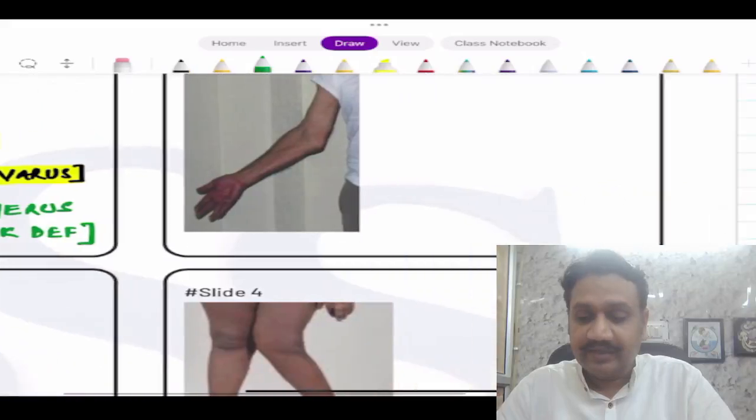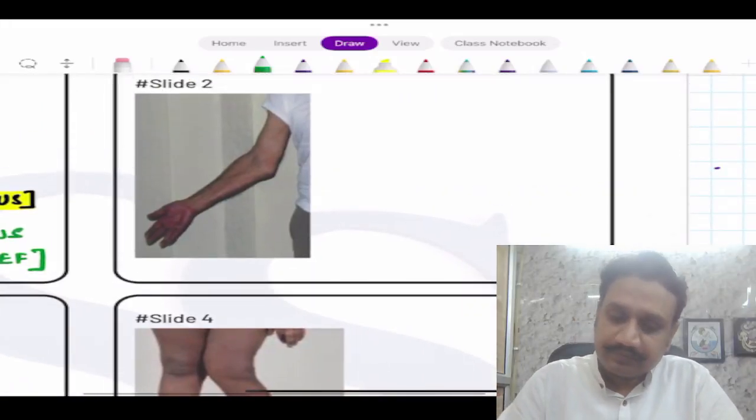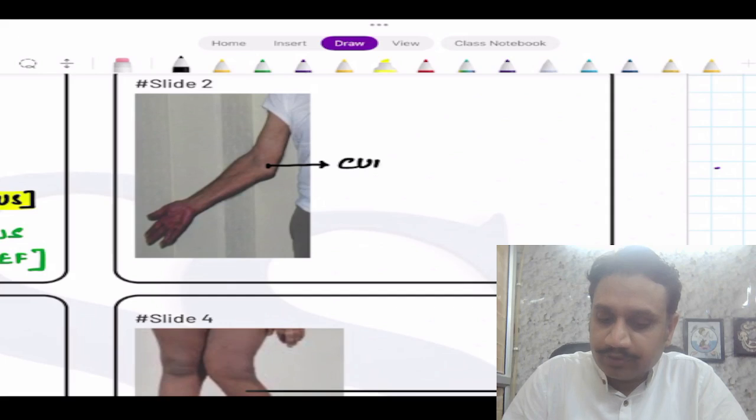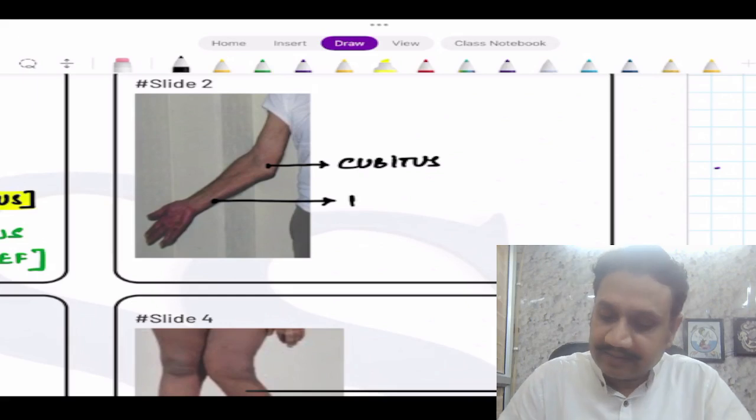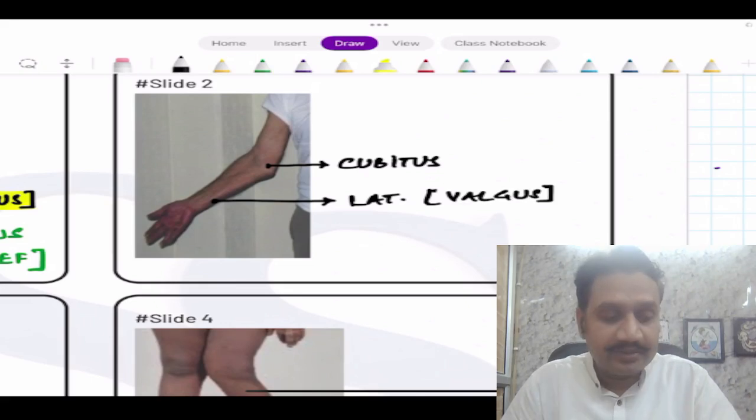All right, perfect. Second one, when you see the second image, here again the joint involved is the elbow, so again I'm going to use the word cubitus. The part of the limb distal to the joint is going to the lateral side, and laterally means valgus, right? This lateral deviation is what you call valgus.